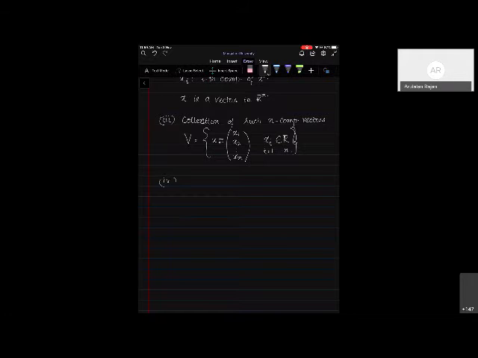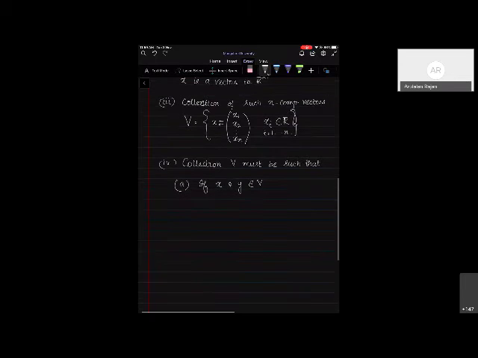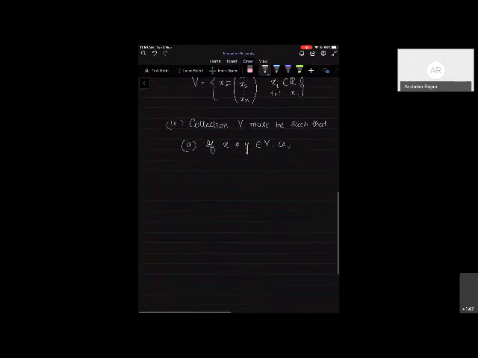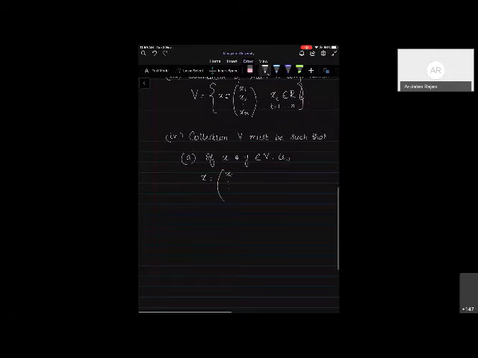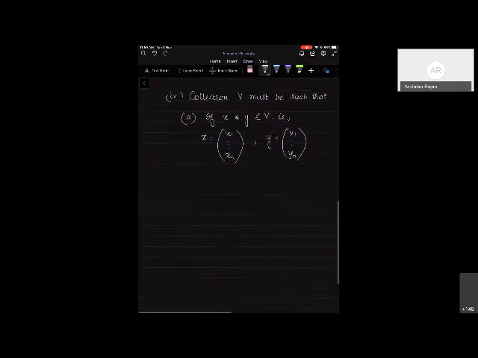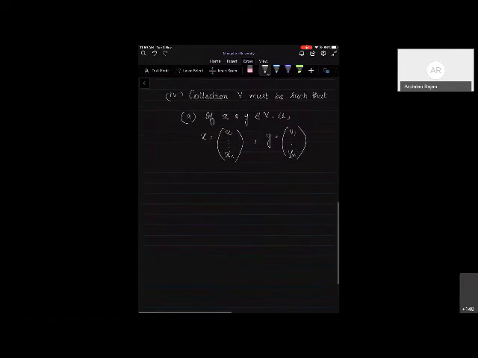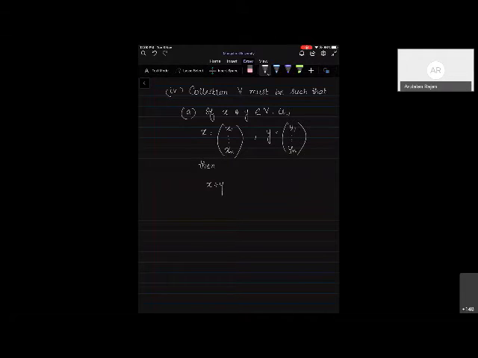So the first property is this collection V must be such that, A, we take two elements from V. If x and y belong to V, that means x is an n component vector, x1, etc., xn, and y is an n component vector, y1, etc., yn, then x plus y will be equal to x1, etc., xn plus y1, etc., yn.